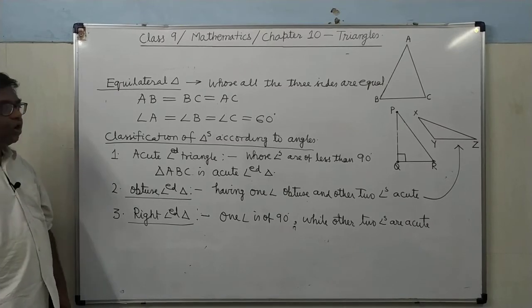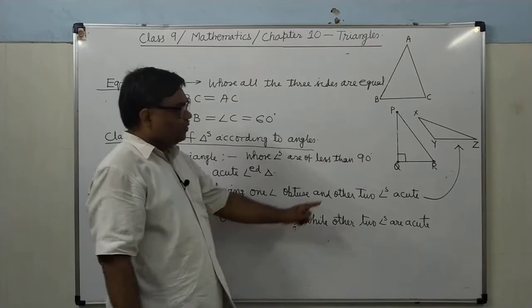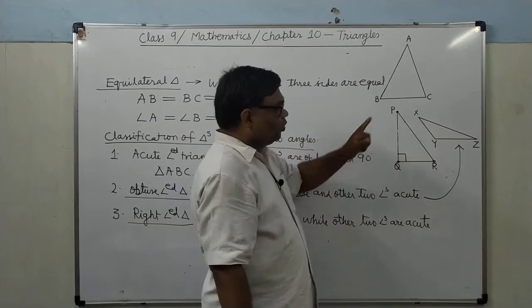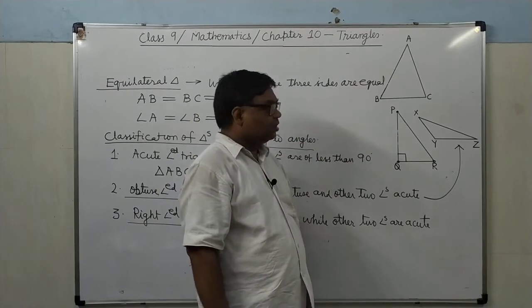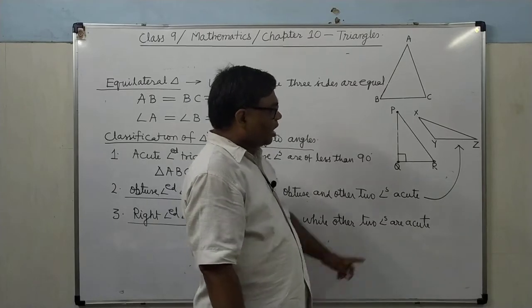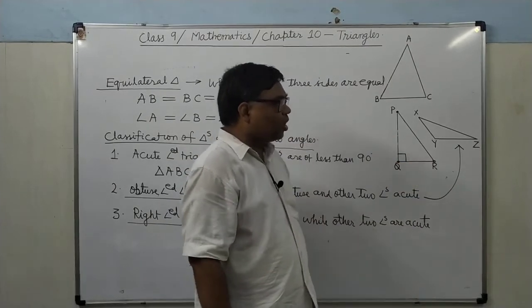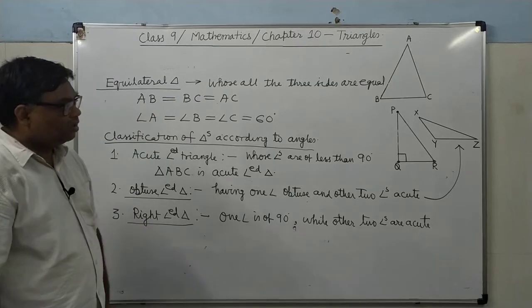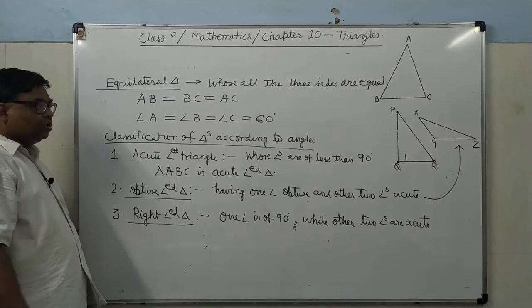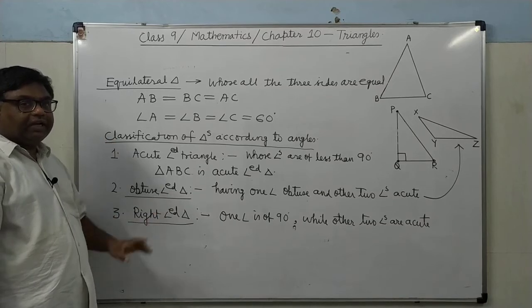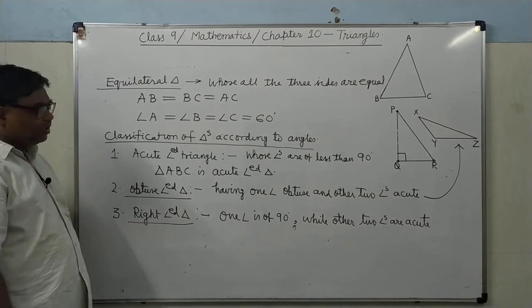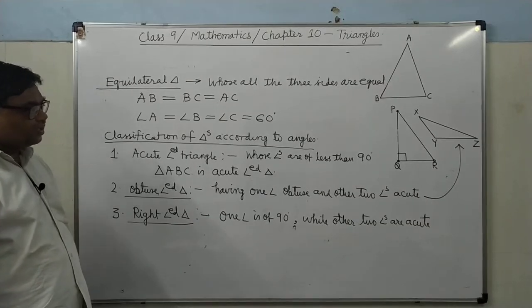If you have to name angle P in three letters, what will you write? Angle QPR. Here, angle R, what will you write? Angle PRQ. The vertex at which the angle is situated will be in the middle when you are writing the name in three letters.